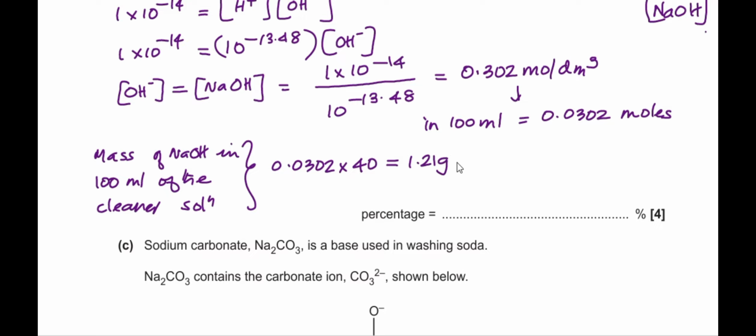And therefore, to calculate the percentage by mass of NaOH in 1.26 grams of the solid, we put 1.21 in the numerator and 1.26 in the denominator, times by 100, written as a percentage. That gives us 95.9 percent. So the answer for this is 95.9 percent.